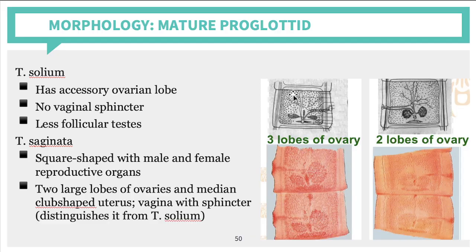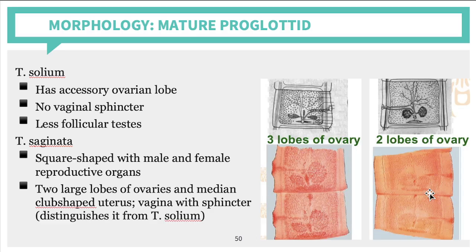One important parameter to differentiate the two is the presence of their ovary. Because in your Taenia solium, you'll be able to see 3 lobes of ovary compared to your saginata, 2 lobes of ovary only, because the ovary in Taenia solium will have an accessory ovarian lobe. So therefore, it becomes 3. Somehow like this: 1, 2, and a small one here. 3 lobes. And if you compare to Taenia saginata, only 2 ovaries you can identify. 2 lobes of ovary, 1 and 2. I hope that is clear.